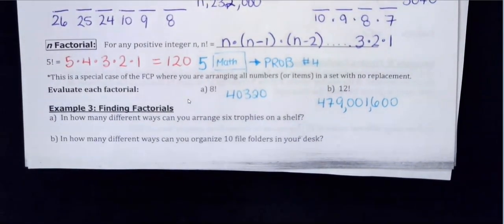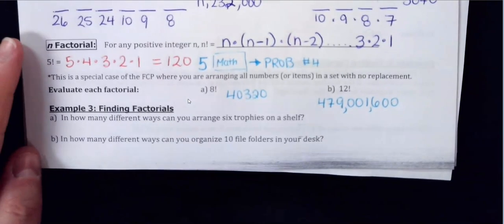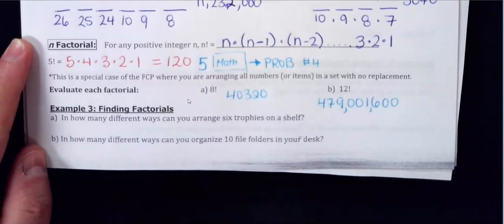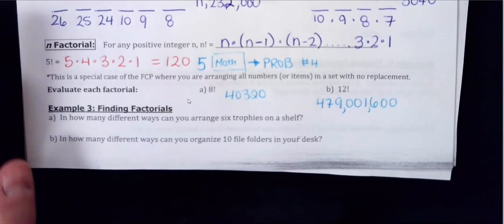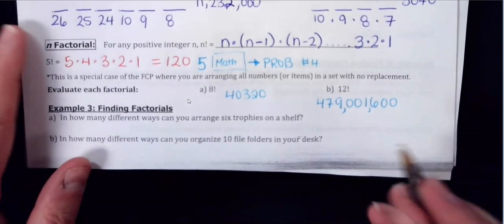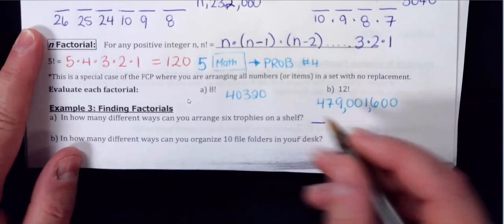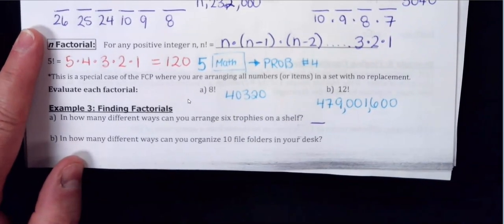Now, there's 2 ways you can do this. A factorial can be just like the fundamental counting principle. So you can do what we were doing with the license plates if you want. It says, in how many different ways can you arrange 6 trophies on a shelf? I'm going to take all 6 of these and arrange them on a shelf.